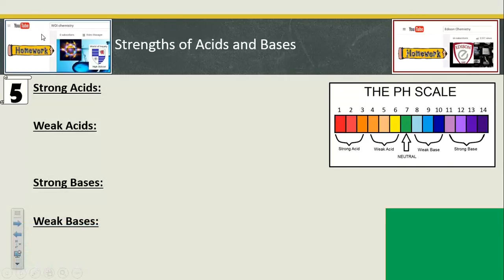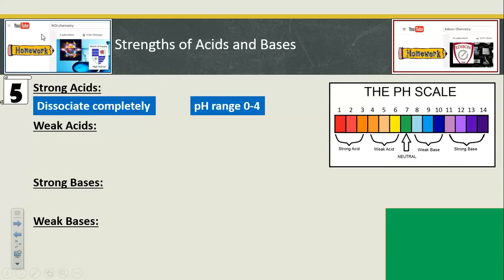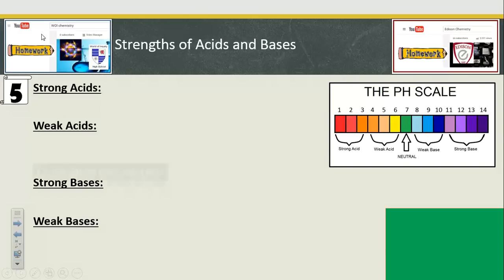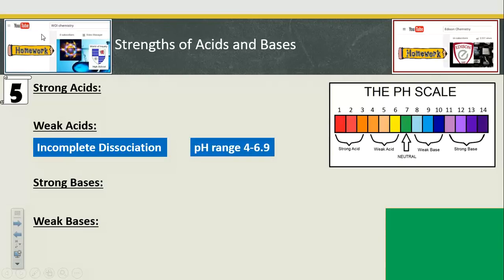Okay. Strong acids. These are acids that dissociate completely. So the H+ breaks off the molecule completely, and these would have a relatively low pH, 0 to 4 typically. Now, weak acids have incomplete dissociation. So the H+ hops off the molecule, but not all of them do it. So these have a pH of 4 to 6.9 or so. Not very strong.